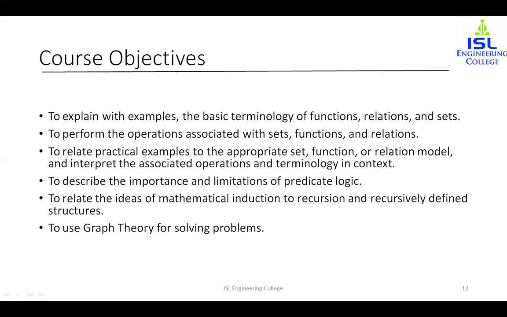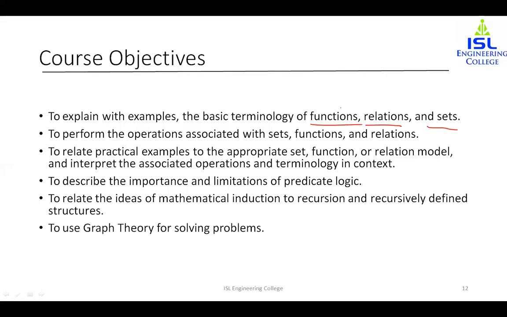Now, the next thing that we have to look into is the course objectives. The course objectives for this subject are, we have to understand the basic terminology of functions, relations, and sets. The first chapter includes these topics: functions, relations, and sets. All three topics have been studied earlier, and they make us understand how functions, relations, and sets can be used in computer science, and to perform the operations associated with them. The first three objectives are similar and are associated with sets, functions, and relations.